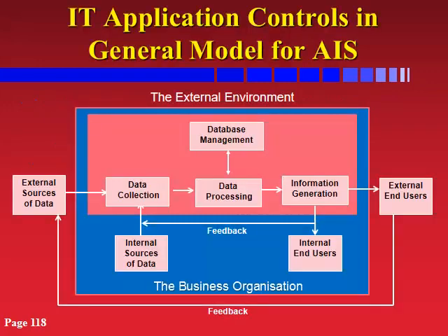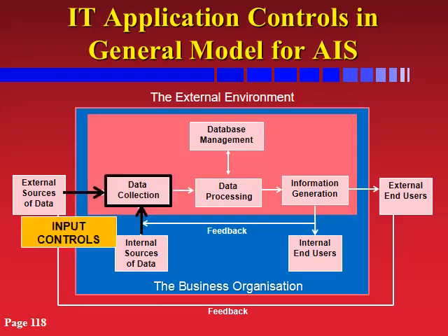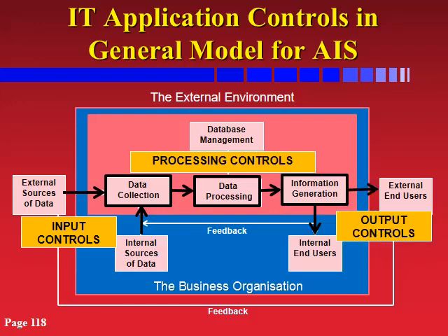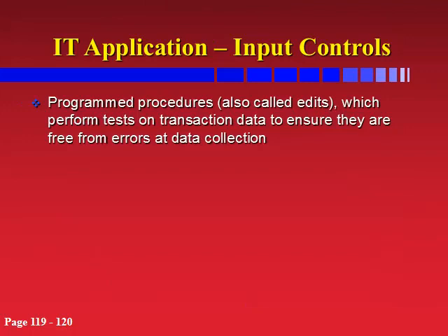If you recall the general model for AIS in Lecture 1, which includes the following components: data collection, data processing, database management, and information generation, the question is, how do the 3 categories of IT application controls fit into this picture? Let's see. The 3 categories of application controls are to ensure a transaction is accurately entered into the application system, it is properly processed, and outputs are accurate and properly communicated to users. Input controls are applied during the data collection stage.